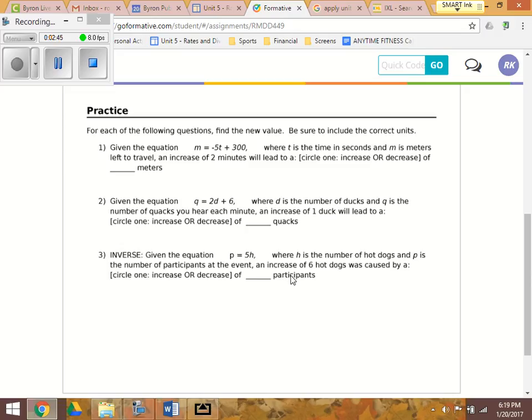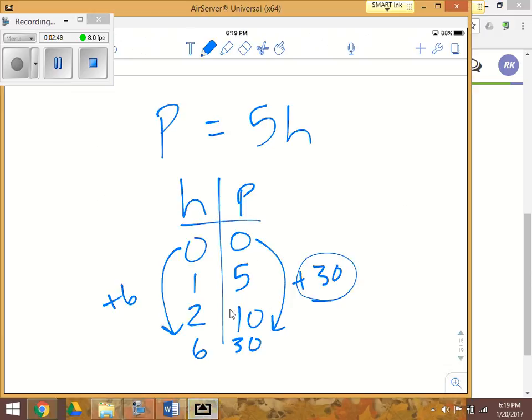Even if that doesn't make sense, that's what this problem is saying, okay? Because according to our table here, if we add 6 hot dogs, we're going to have an additional 30 participants. That's what this problem is saying. And again, if we had the shortcut, we could have just plugged in 6 for H right away, and we would have got the 30 out, and that's the answer we're looking for. So it kind of helps us out in seeing what's going on with our rate of change. Okay, so again, that's how we do that problem.